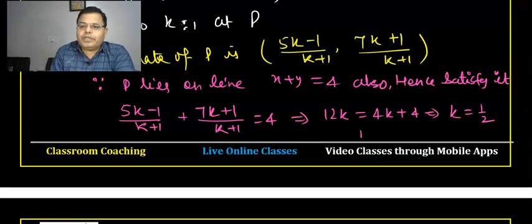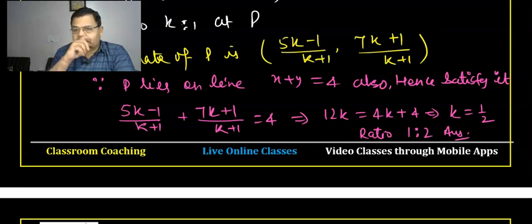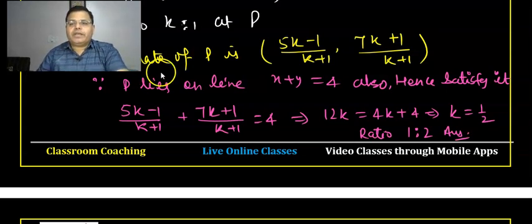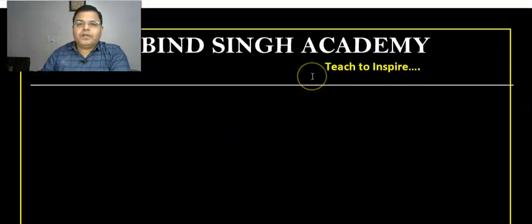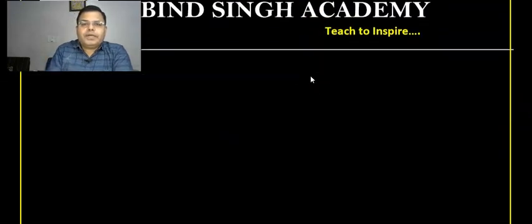So the required ratio is what? Because 8k is equal to 4, so k is equal to 1 by 2, so the ratio is 1 is to 2. And the positive sign shows that they divide internally. So the ratio k is to 1 is 1 is to 2. That is the answer to this question.